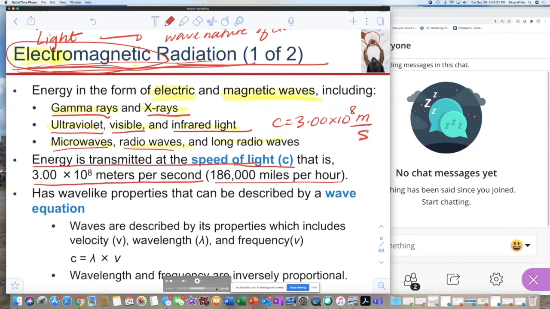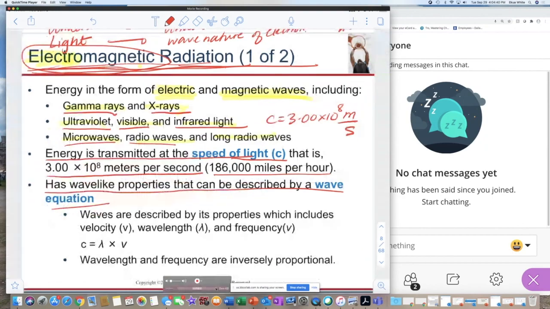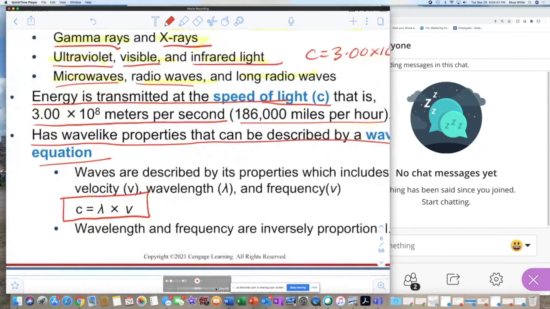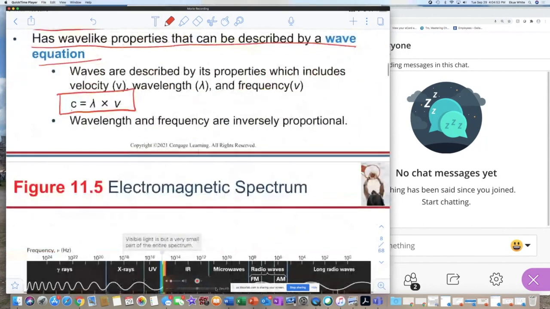Okay, so we're told that light, because remember, we're trying to learn about light to learn about the electron, has wave-like properties that can be described by a wave equation. So we have this equation right here, and you guys should be having a lab that requires you to use this wave equation, which involves the speed of light. So C stands for the speed of light. Let me see. Do I have anywhere to write? I'll write here. C is the speed of light.